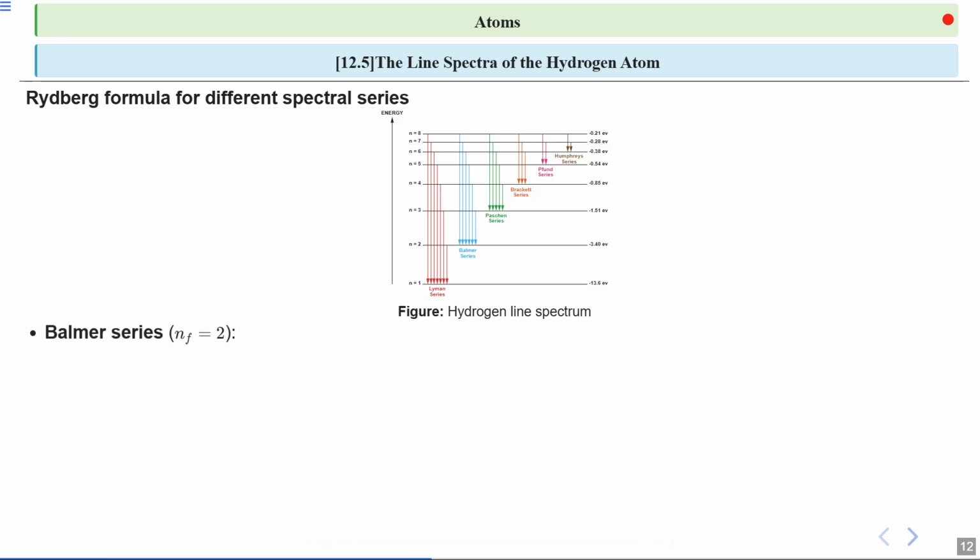Now let's focus on the Balmer series, which is especially important because it includes all the visible lines in the hydrogen spectrum. In the Balmer series, the final energy level nf is 2. That means electrons are falling to the second energy level from higher levels. And that's what produces the visible light we can see.